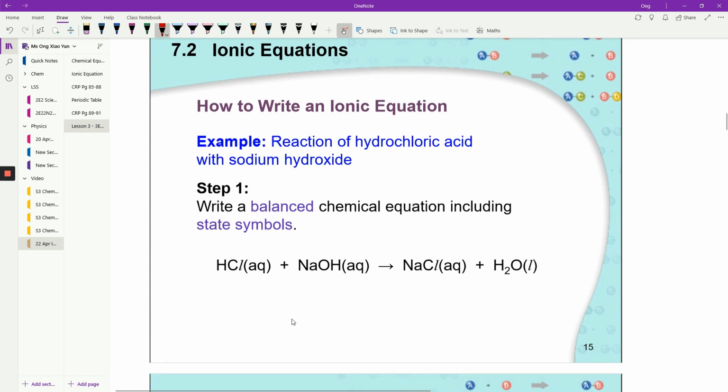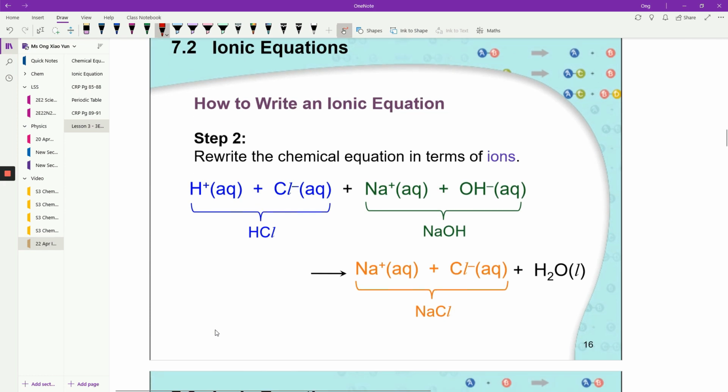Okay, so in detail, how do we write an ionic equation? Step 1. For a reaction between hydrochloric acid and sodium hydroxide, you write a balanced chemical equation including the state symbols first. In this case, there's no need to balance as all the atoms of the elements Na, H, O, and Cl are balanced on both sides.